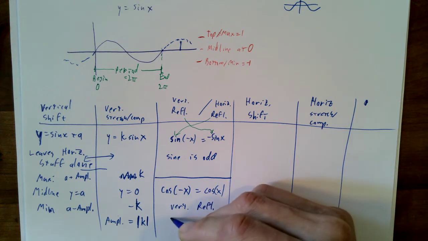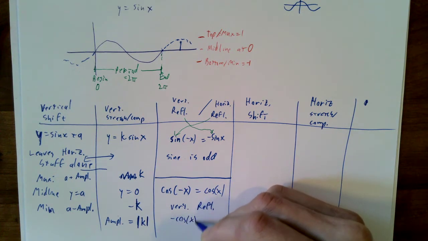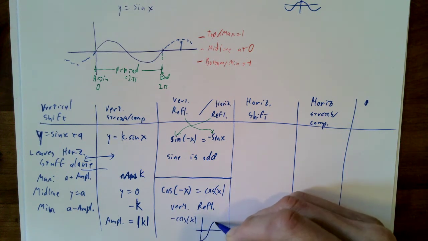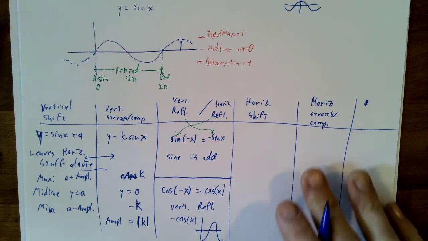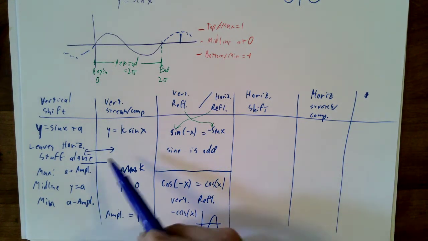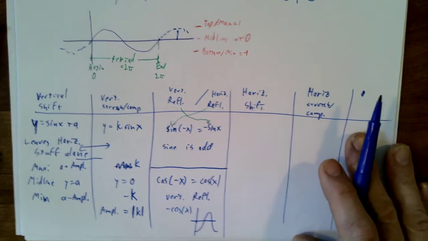So a horizontal reflection has no effect, but a vertical reflection is different. The negative cosine graph is going to have a shape that starts at the bottom of the cycle and comes back to the bottom of the cycle. So you get a negative cosine shape like that. That is different with cosine.